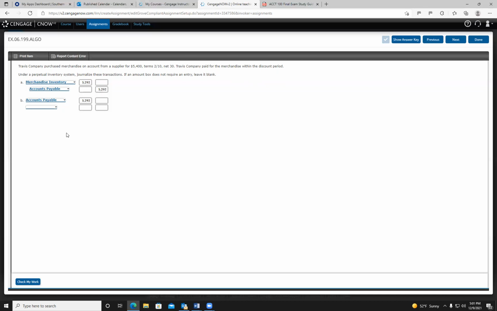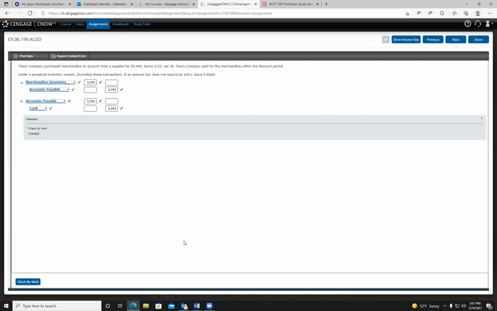All right, we're paying. So the account that we're going to credit, if we're making a payment, let's think about this, it's going to be cash. Anytime we pay a bill, anytime we pay a debt, we're going to be hitting our cash account. And again, cash is an asset. So if a debit increases assets, a credit decreases assets. So we're decreasing cash because we're making a payment. So we're going to credit cash $5,292. Check our work. There we go.